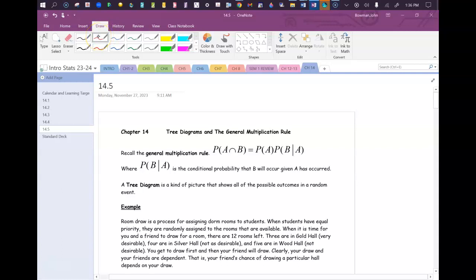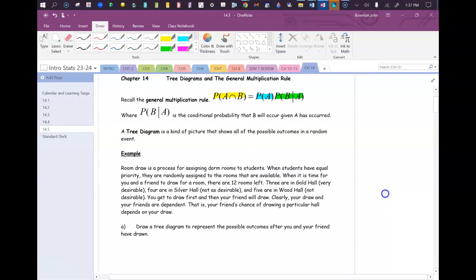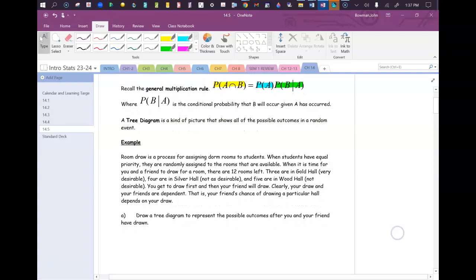If you recall, we talked about the general multiplication rule on the second day of this chapter, and it says if I want to find the probability of A and B, I can take the probability of A in blue and multiply it by the probability of B given A. What we're going to do is talk about tree diagrams and use that general multiplication rule in finding some probabilities with the tree diagram.